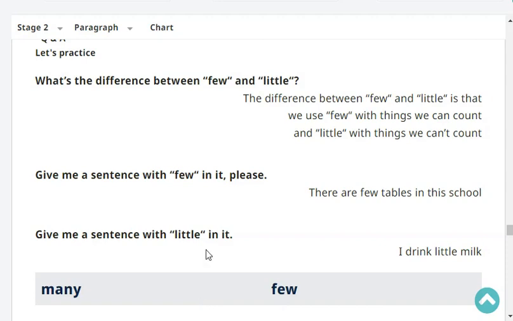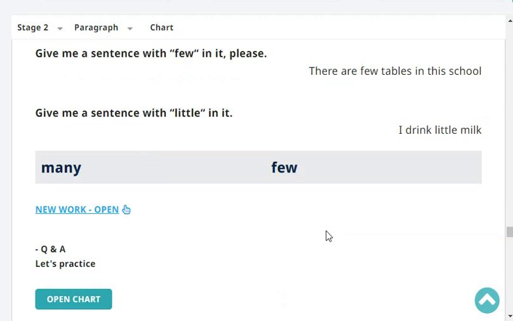Very good. Give me a sentence with the word few in it, please. There are few people in this school. Very good.